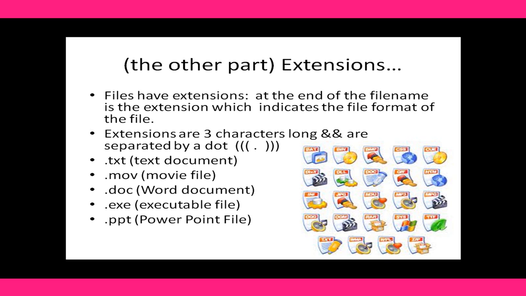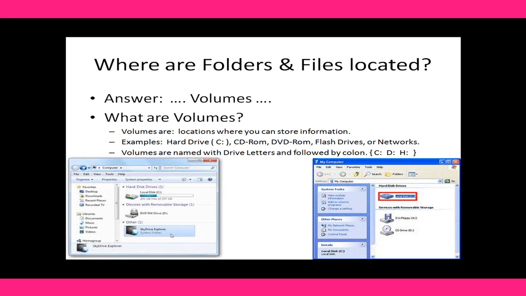So if it has a .txt at the end, it's a text document, and your operating system will open a text editing program. If it's a .mov, it's a movie file. If it's a .doc, it's a Word document, and that file will only be able to be opened through Office Word. .exe is an executable file, and .ppt is a PowerPoint file. The image on the right has lots of file extensions. Please take time to go through and see what they are.